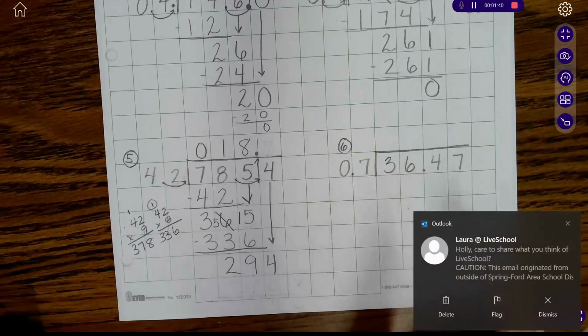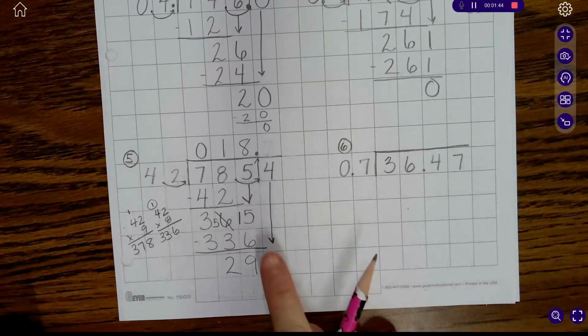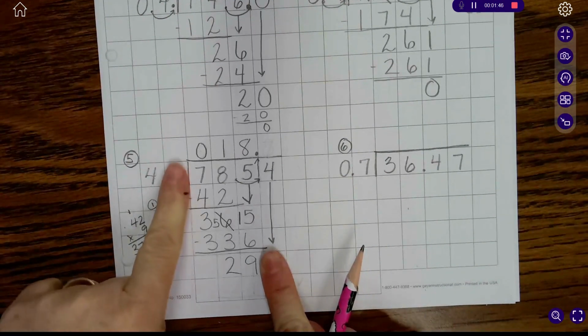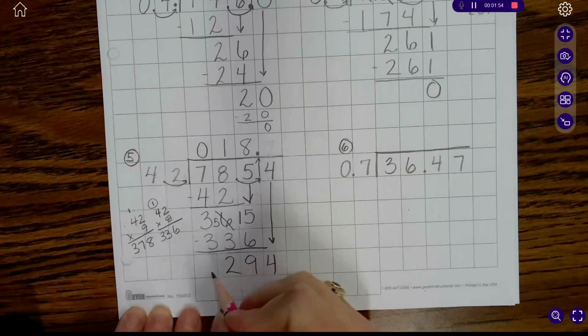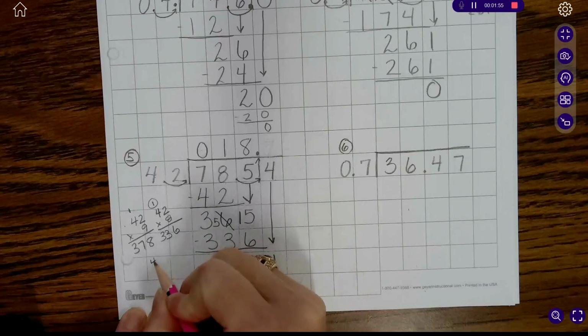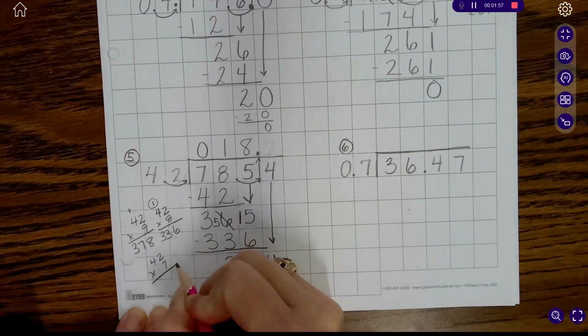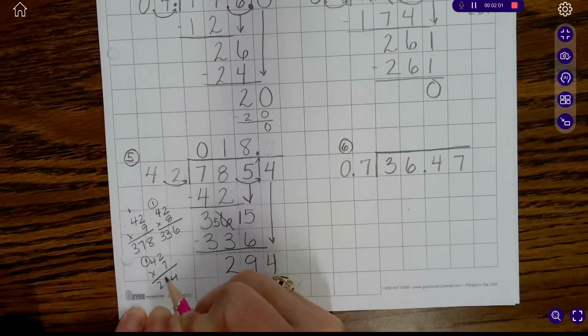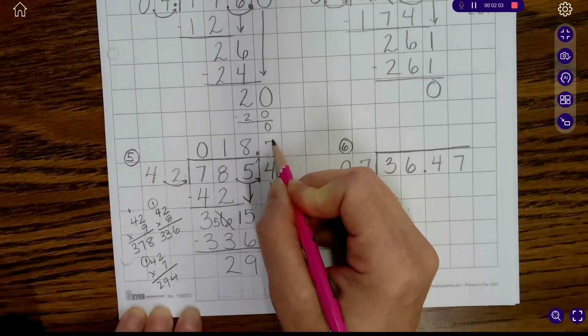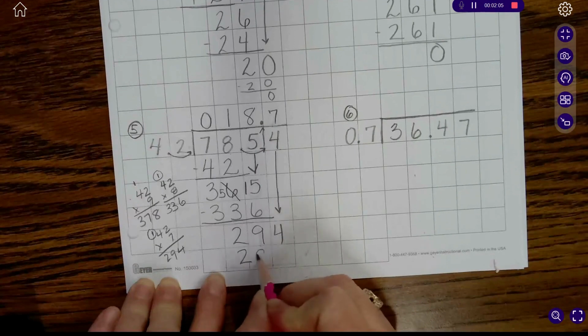Again, I'm going to use the cover up method to estimate. I'm going to cover up my last digit here and my last digit here. 4 can go into 29 7 times, so I will multiply 42 times 7, 14, 28, 29. So that will work because it's exactly what I need.